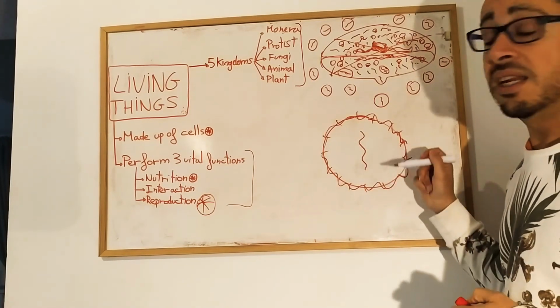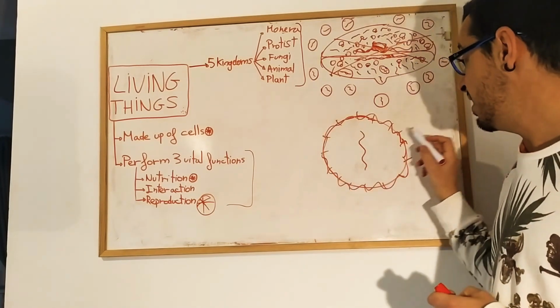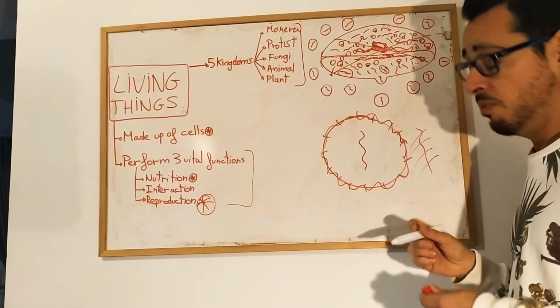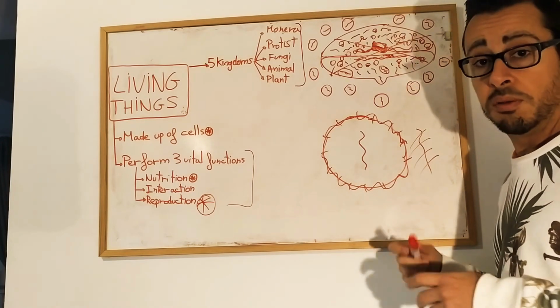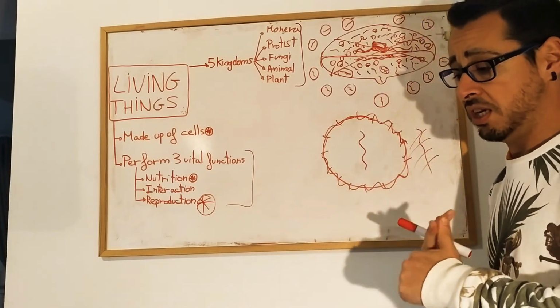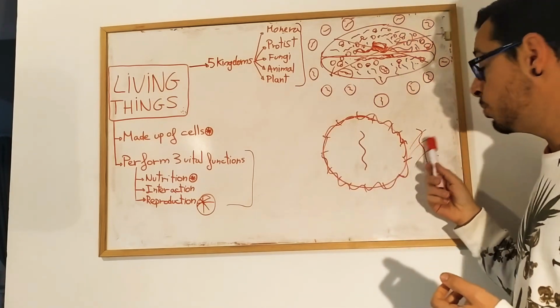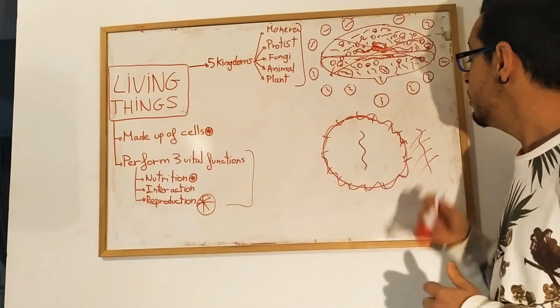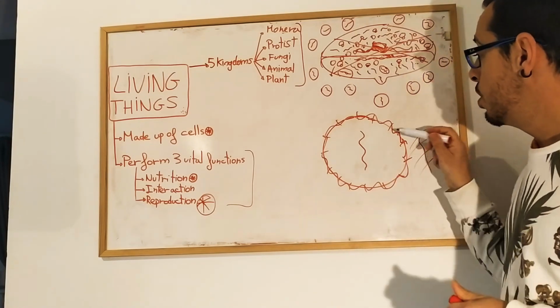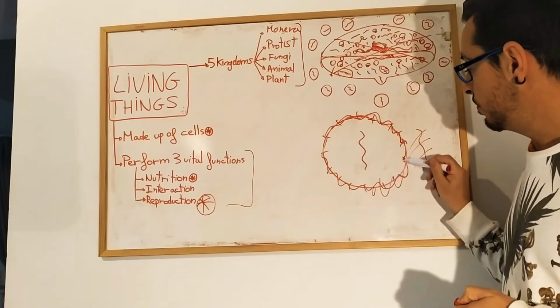Okay? And this DNA is going to be outside. And when the DNA is outside, it's going to be broken down because of the heat, or because the light breaks down the DNA. Okay? And that's why we can kill a virus doing this. Okay?